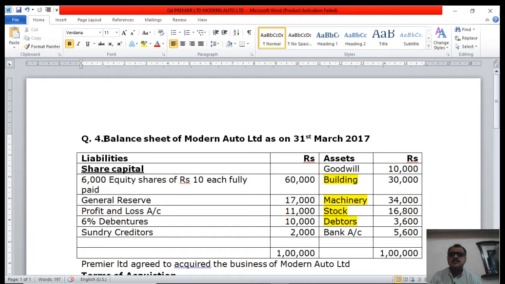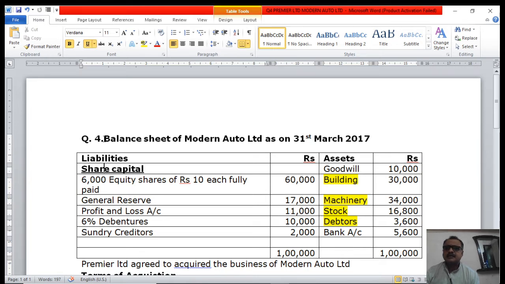Hello friends, in this session we will solve one problem on absorption. Let us read the question first. Balance sheet of Modern Auto Limited as on 31st March 2017.